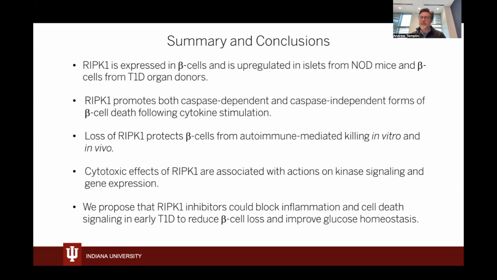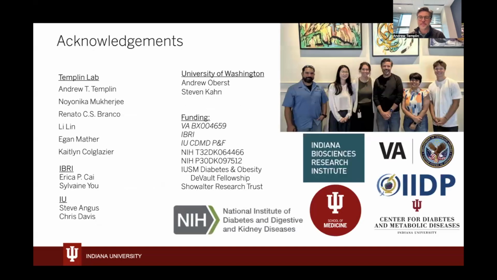The cytotoxic effects of RIPK1 are associated with actions on kinase signaling and gene expression, and we propose that RIPK inhibitors could block inflammation and cell death signaling in the early stages of T1D to reduce beta cell loss and improve glucose homeostasis. And we have a lot of ongoing work that is moving in that direction.